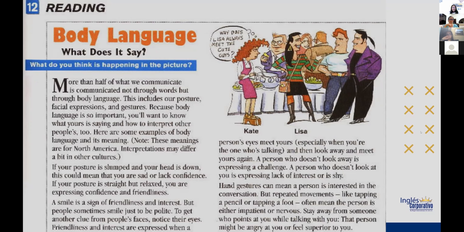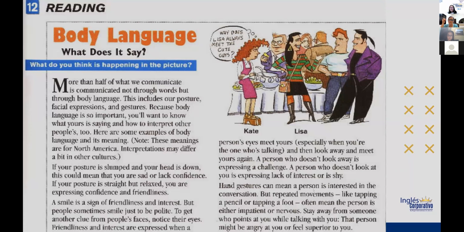Or see their cell phone. Exactly, scrolling on the cell phone. That's another one now, right? That happens. And it's kind of rude and impolite, especially if the person that is talking to you deserves your attention. Hand gestures, how you move your hands, okay?